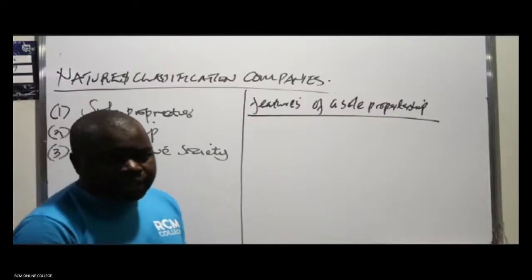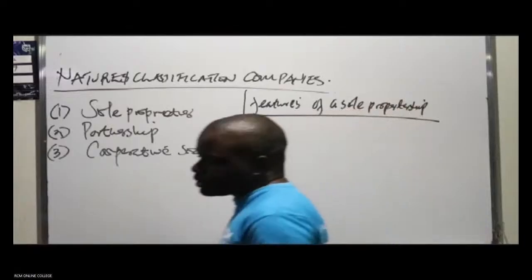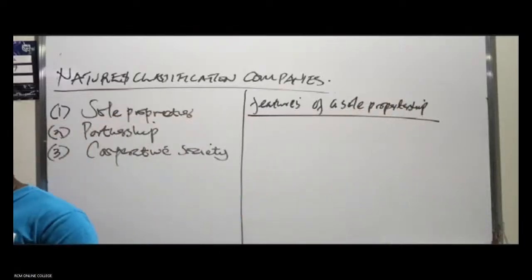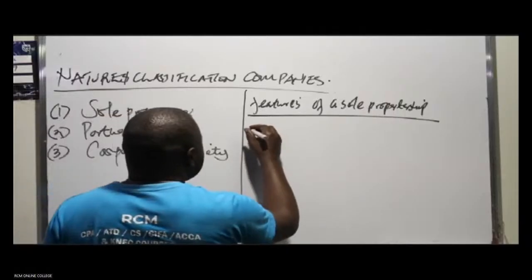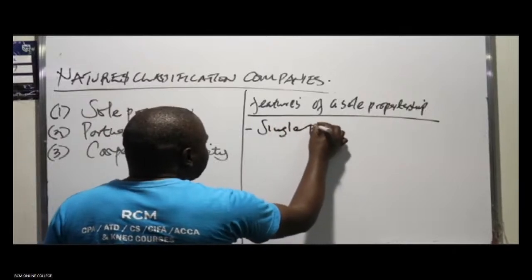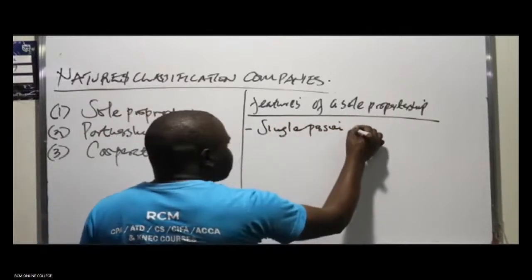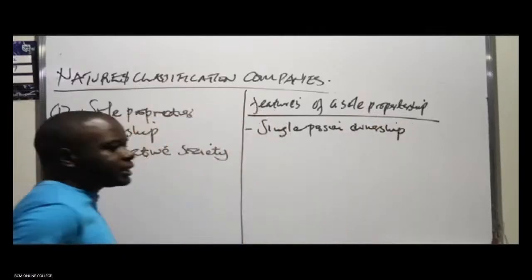What do you know about a sole proprietorship form of business? There's something you must actually be knowing about a sole proprietor. I can see Zipporah says it is owned by a single person. So single person ownership is the first one. Exactly correct.